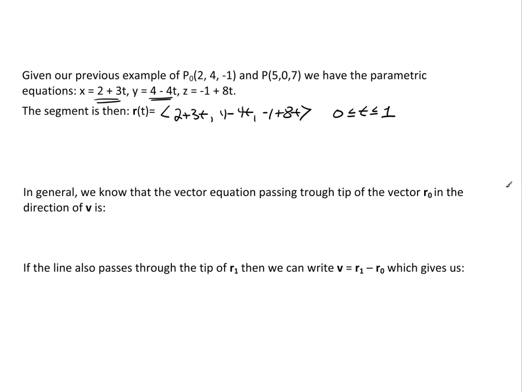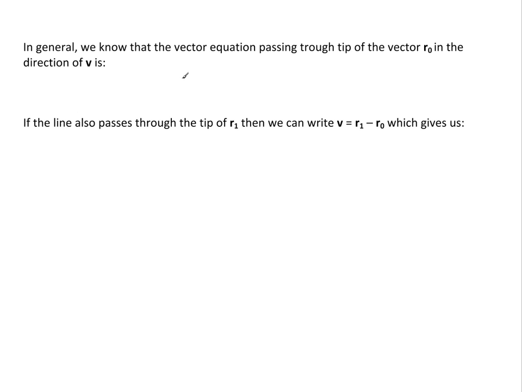So, in general, the vector equation of the line passing through the tip of the vector r naught in the direction of v is going to be r equals r naught plus tv. If the line also passes through the tip of r1, then we can write v as being r1 minus r naught. And that's going to give us vector r equals r naught plus tv, but v is r1 minus r naught.